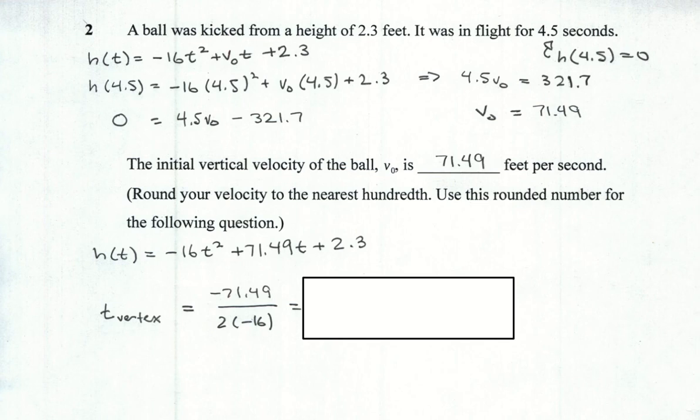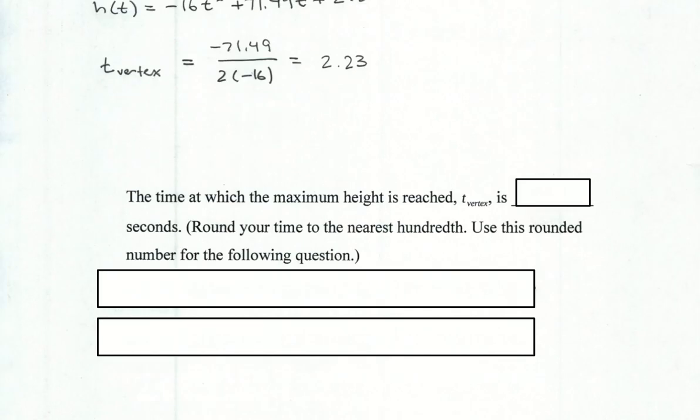There's negative b, and in the denominator, the acceleration due to gravity at the surface of Earth, approximately. And it looks like we get 2.23 seconds, again, rounded to the nearest hundredth. So after 2.23 seconds, this ball, whatever's being projected, reaches its maximum height.